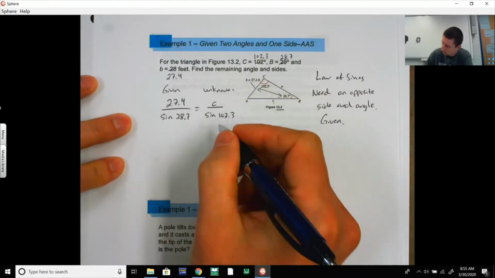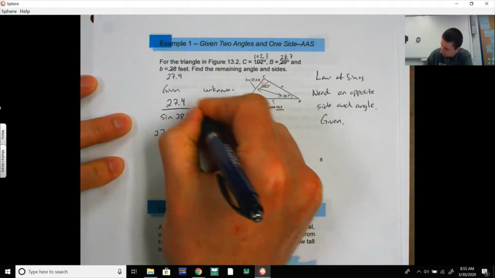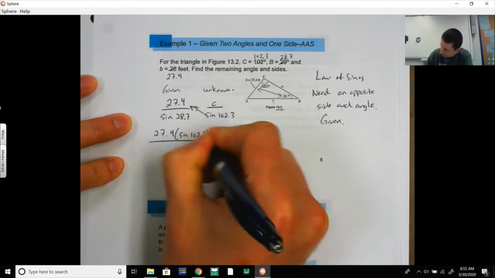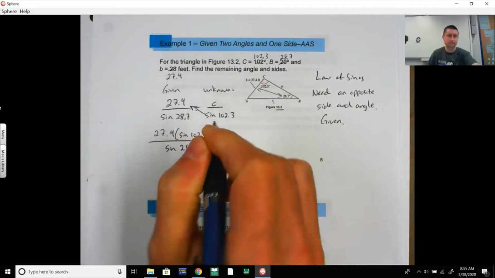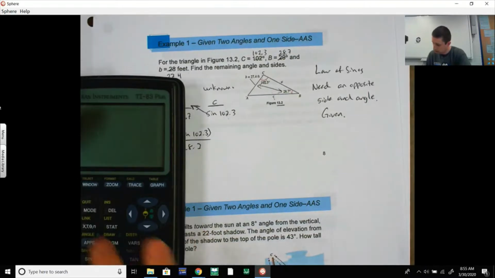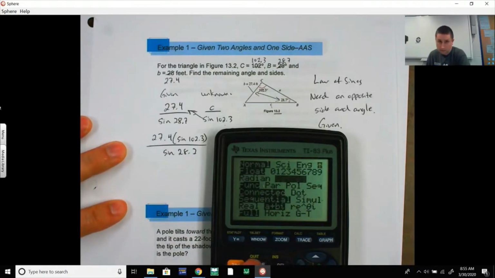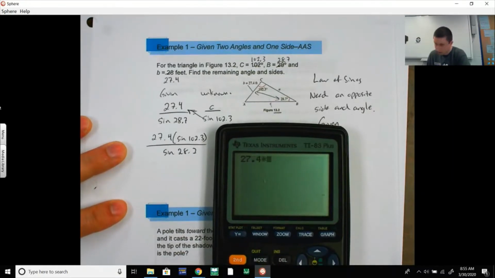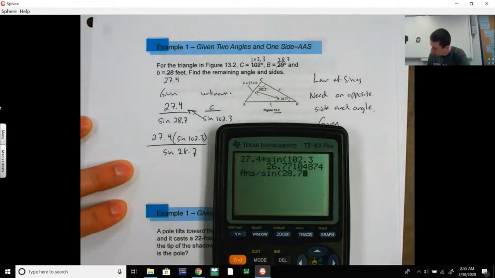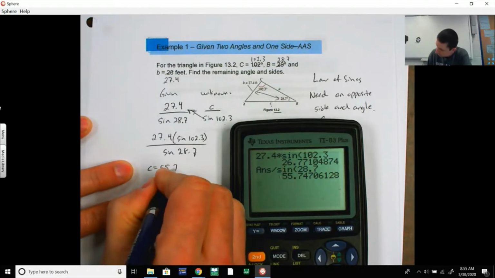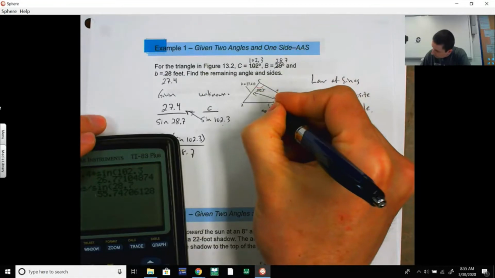Okay, so to solve c, we have to take 27.4, multiply that up, times the sine of 102.3 and divide it by the sine of 28.7. Make sure I am in degrees. 27.4 times the sine of 102.3 divided by the sine of 28.7. That's a 7. So that is a 2. So 55.7. So c is about 55.7. Okay, so that's this one right here, 55.7.